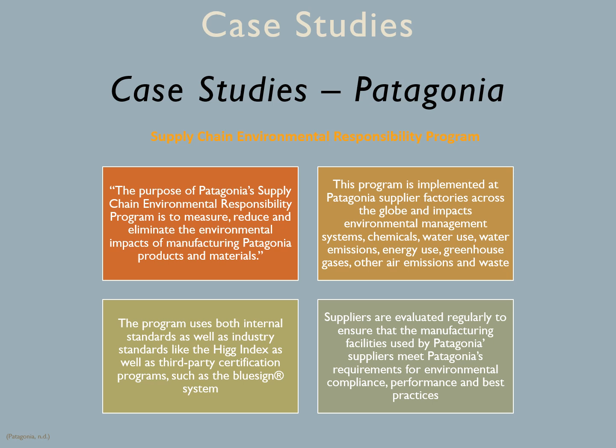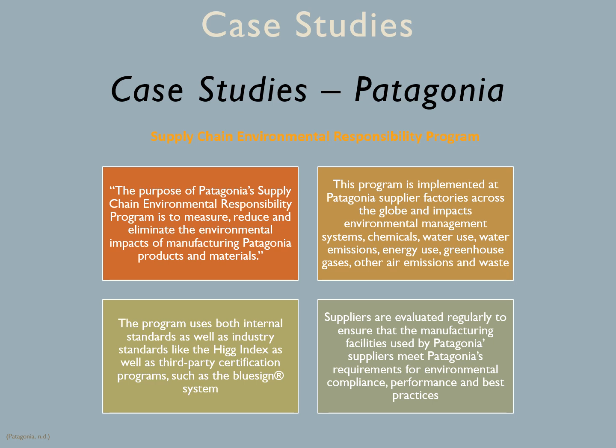I added this slide to dive deeper into a current program that Patagonia is leading, the Supply Chain Environmental Responsibility Program. So the purpose of this program is to measure, reduce, and eliminate the environmental impacts of manufacturing Patagonia products and materials. The program is implemented at Patagonia supplier factories across the globe and impacts environmental management systems, chemicals, water use, water emissions, energy use, greenhouse gases, and other air emissions, as well as waste.